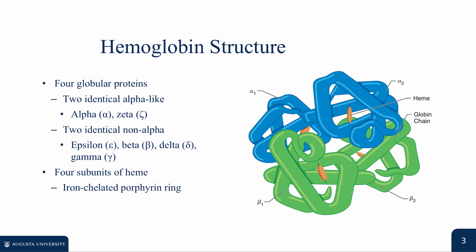Nestled inside a hydrophobic pocket of each globin chain is a heme subunit, an iron-chelated protoporphyrin IX ring. That hydrophobic pocket is critical because it shields the ferrous iron atom from being spontaneously oxidized by water in the plasma. Because each of the 4 heme rings contains 1 central ferrous iron atom, and each iron atom can reversibly bind 1 molecule of oxygen, a single tetrameric hemoglobin molecule can transport up to 4 oxygen molecules simultaneously.